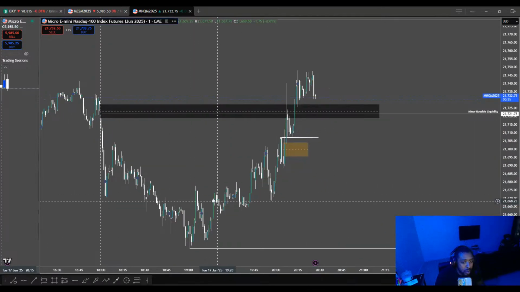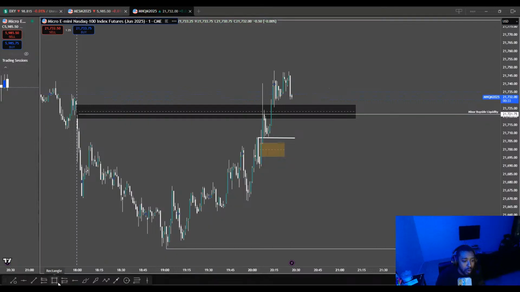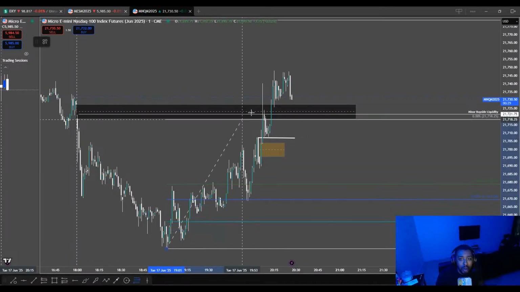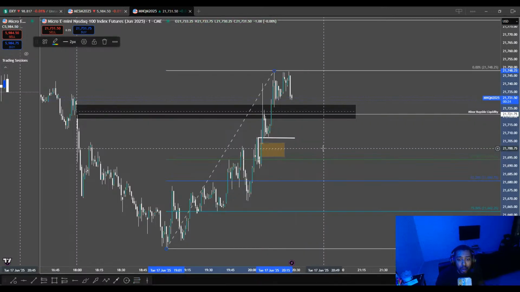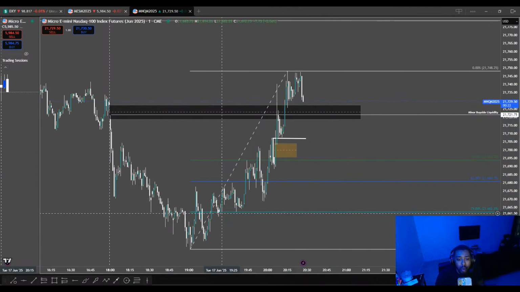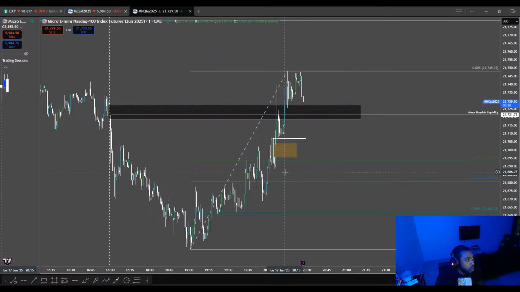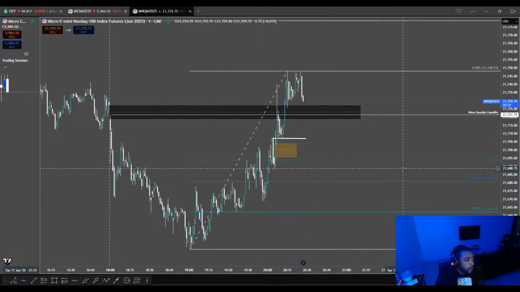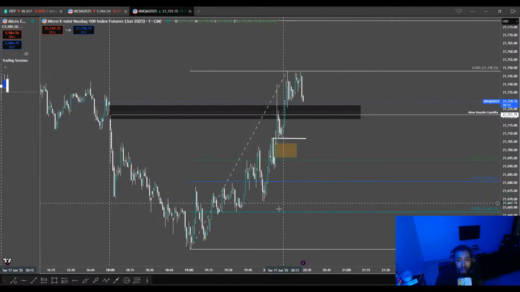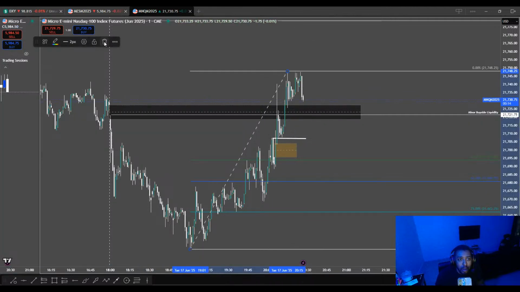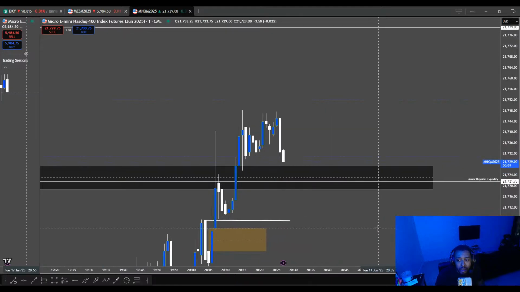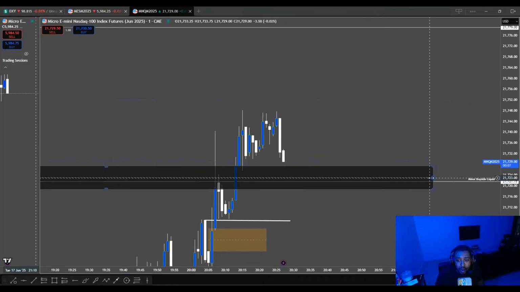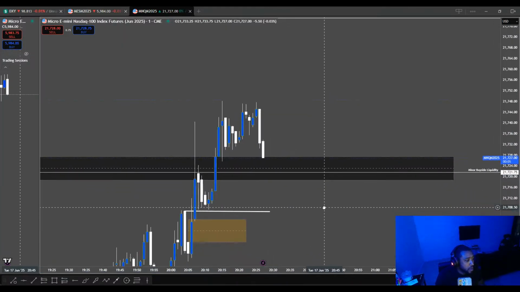Because we got like no. Hold on, let me show you. You draw your fib, you go from the low to the high. So you see how we got literally no sell side, right? We got literally no sell side. So hopefully it can stop right here and use this zone as some support.